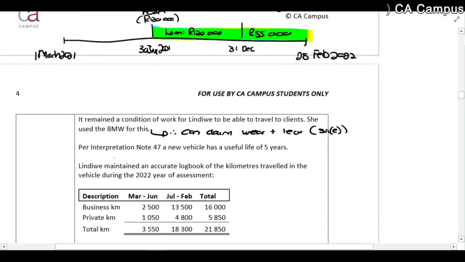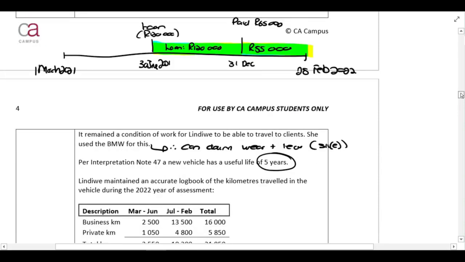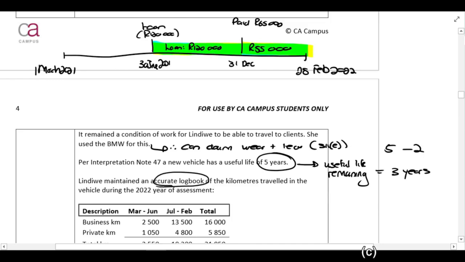Now they tell you, per interpretation note 47, a new vehicle has a useful life of 5 years. Now what's important for you to note here is that this is not a new vehicle. This was purchased on the 1st of July 2019, and she's getting it, you can see, 2 years later. So the useful life of this vehicle for the purpose of section 11E is 3 years. 5 minus 2. Lindiwe maintained an accurate logbook of the kilometers traveled during the 2022 year of assessment.